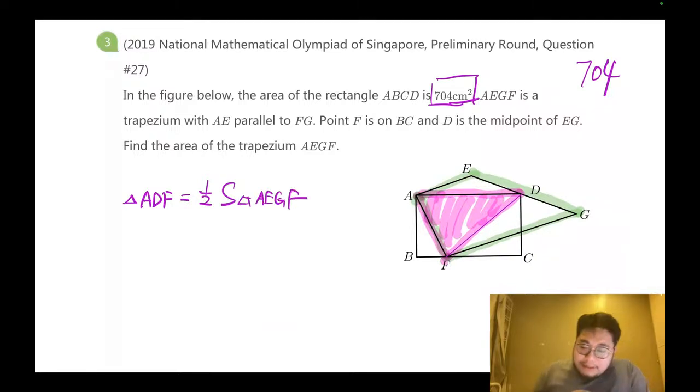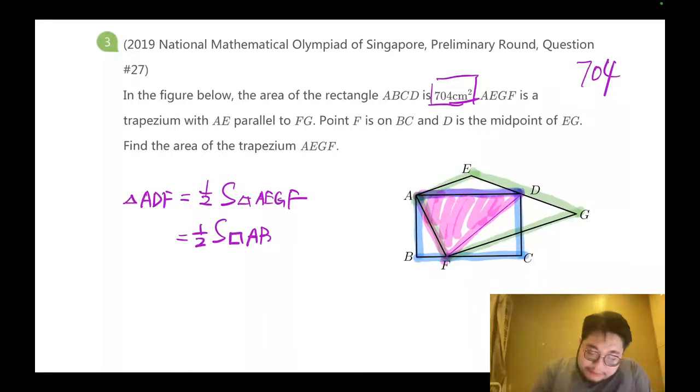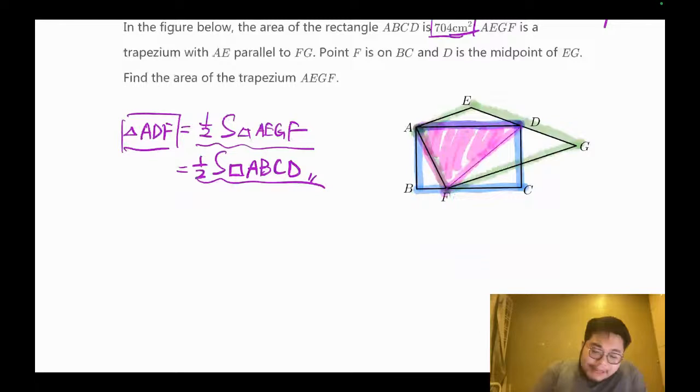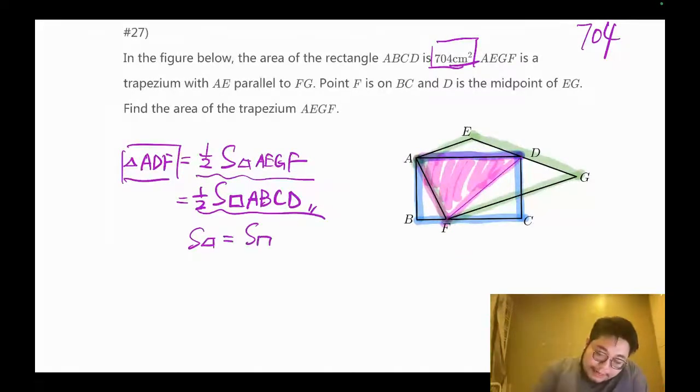Otherwise, on the other way, let's think about this ADF. Let's look at this rectangle. You can see this ADF is also half of the rectangle ABCD. Now, we have the common half, right? That means this trapezium equals this rectangle. So the answer is just 704.